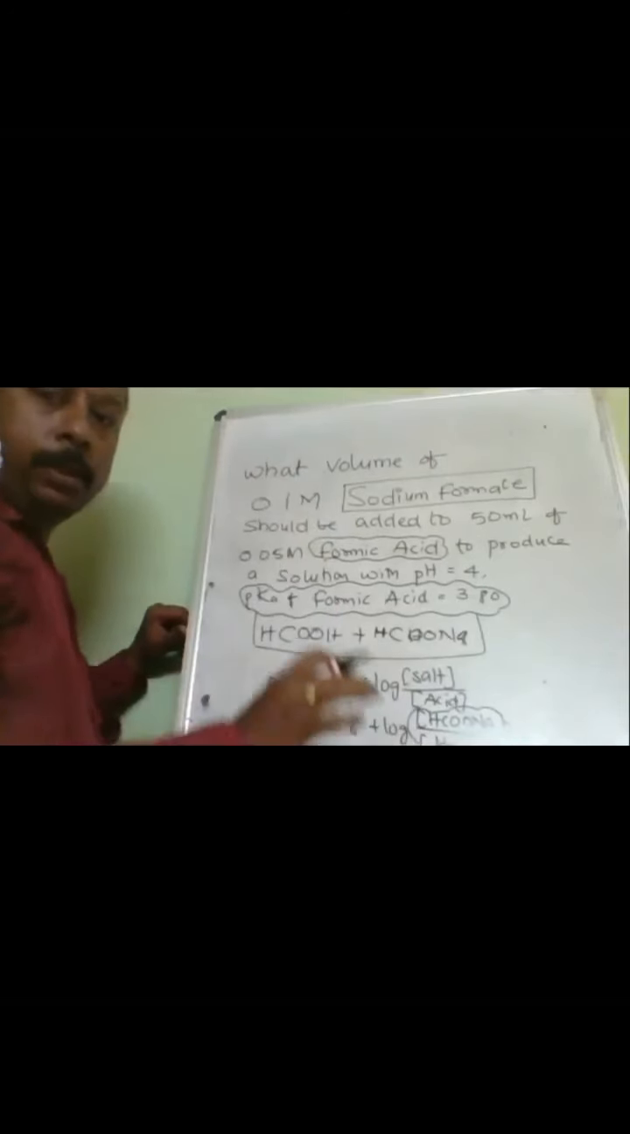The next step I am writing it here. Log of the concentration of HCOONa divided by HCOOH is equal to 4 minus 3.8, that is equal to 0.2. Now we want this ratio, so that will be the antilog. That means the concentration of HCOONa divided by the concentration of HCOOH is equal to the antilog of 0.2.